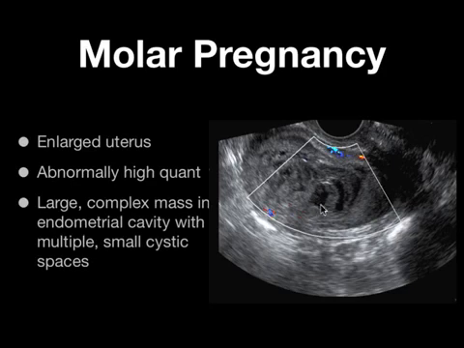In early first trimester, the findings of a molar pregnancy could look very similar to the findings of pregnancy failure. So you would need to couple this with the quant, but you have to be very careful. The classic findings described in the literature pertain to late first trimester, early second trimester findings.